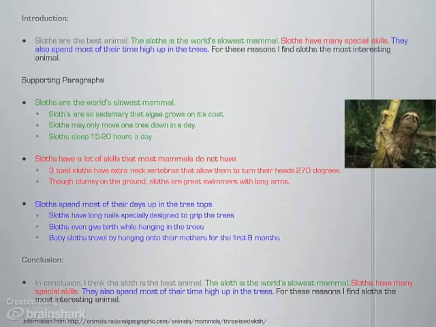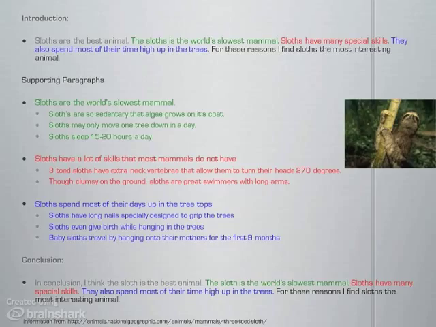I support these with sentences about factual evidence supporting my main points. And then in the end, in the conclusion, I again sum up what I just said in my 3 main points. So I say, in conclusion, I think the sloth is the best animal, and I sum up what I said in my first supporting paragraph, my second, and my third.